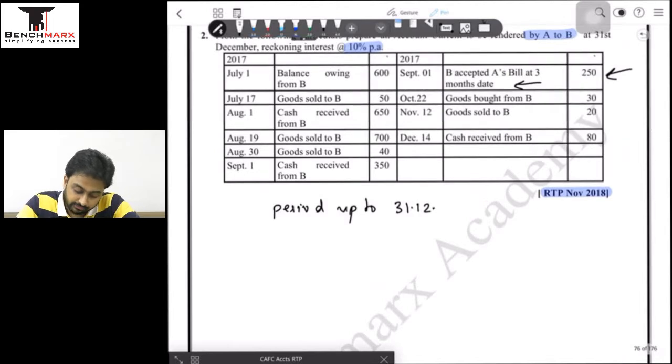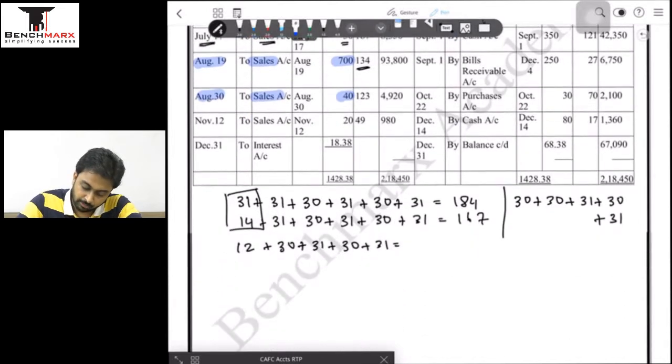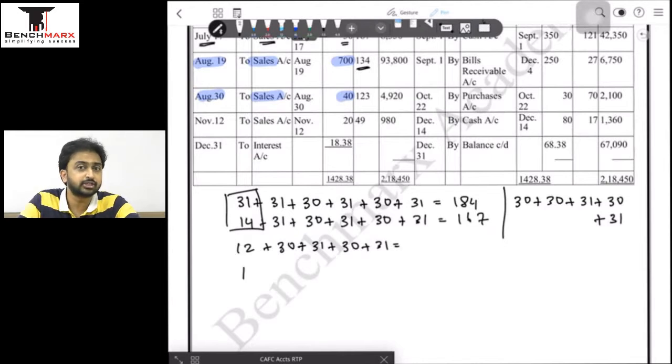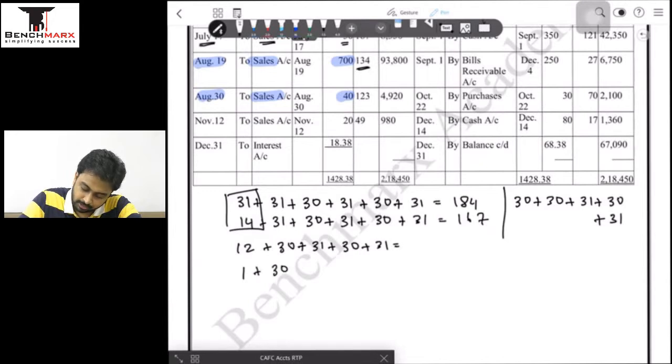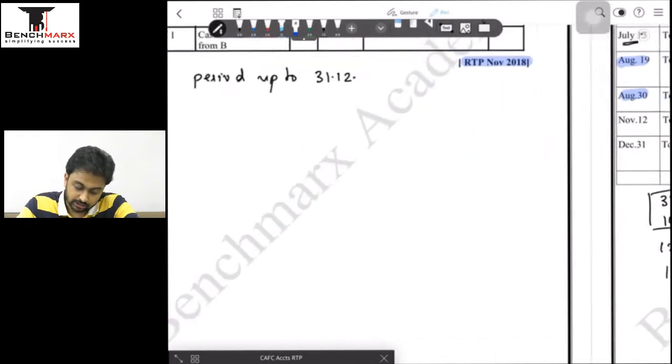August 19 के बाद we have August 30 goods sold to B 40 rupees. So we have 2 sales. So August 30 2 sales 40 rupees. Number of days is going to be 1 day of August, because 31 days of August minus 30, that is 1 day of August plus September plus October plus November plus December. So 60, 122, 123. So that is 123 days coming here. ठीक है. August 30 भी चला गया.